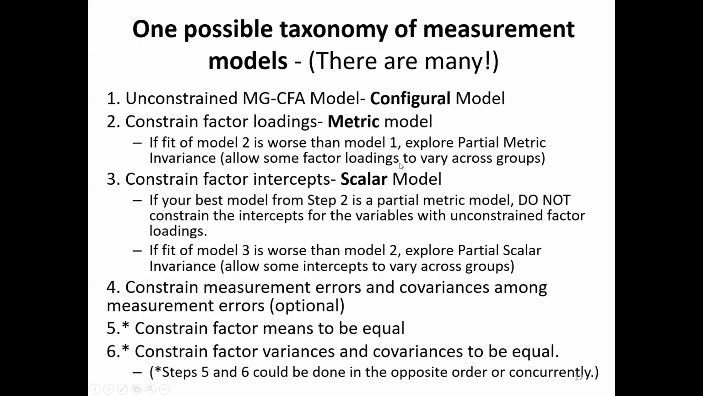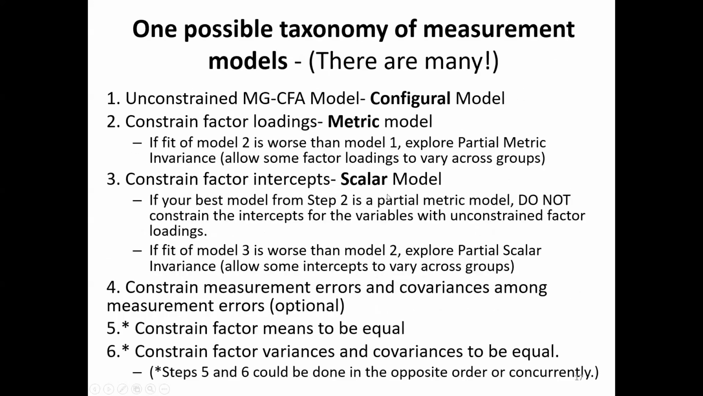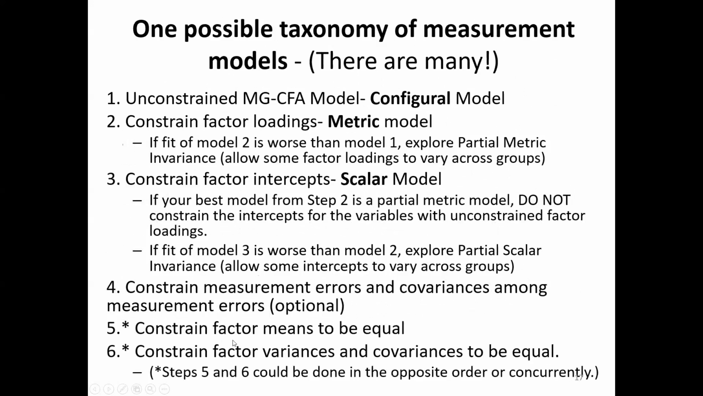You'll see slight differences in the way people think about this taxonomy. But the first model is what's called a configural model. That's our unconstrained model. Then I can constrain all the factor loadings to be equal. And if I constrain all the factor loadings to be equal and the fit is way worse, then I could consider a partial metric invariance model, where I constrain some, but not all, of the factor loadings to vary across groups.